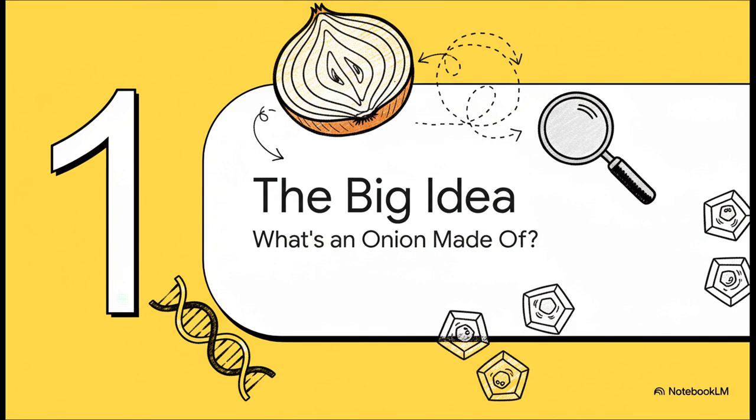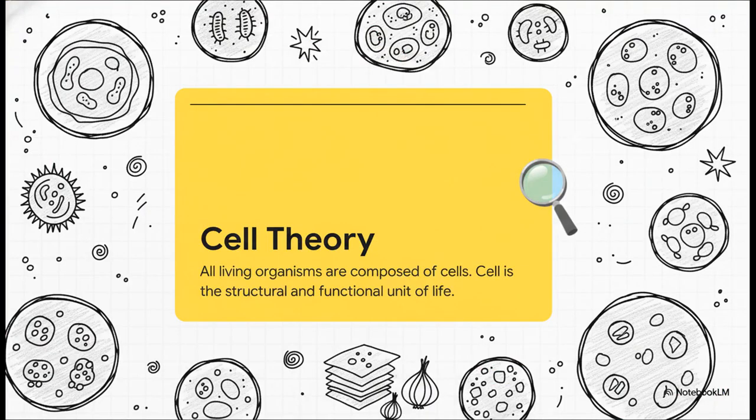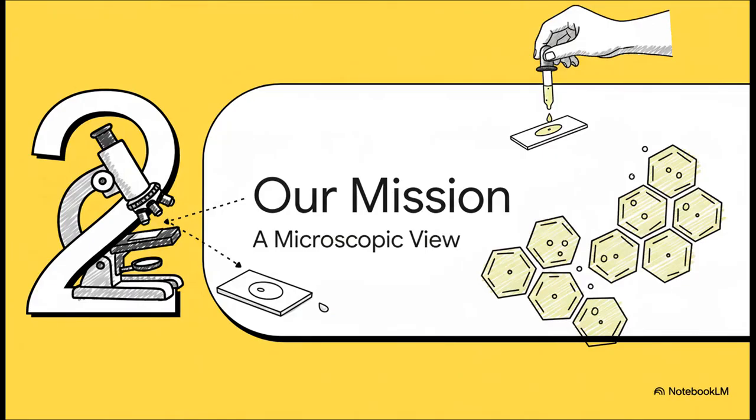So, if we really want to understand what an onion is made of, we first have to get our heads around this one massive concept in science. And that concept is cell theory. It's this core idea that says every living thing, from the tiniest little bacterium to a giant blue whale, is made up of these little units. Cells are kind of like the tiny engines where all the stuff that we call life actually happens. And today, we are not just going to talk about it. We've got a mission. We're actually going to see these cells for ourselves.